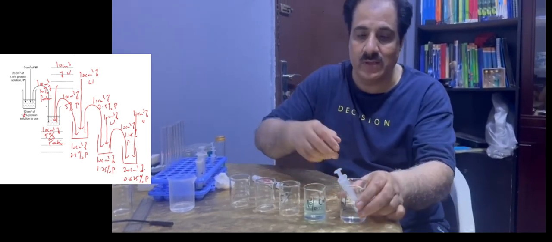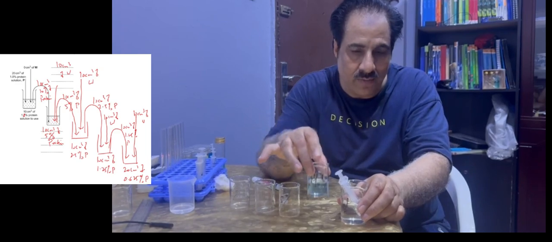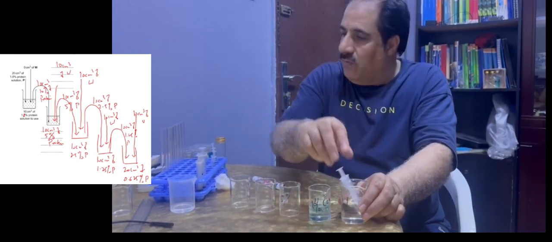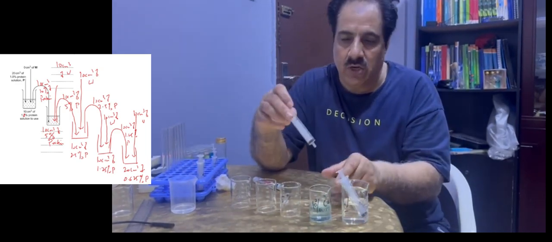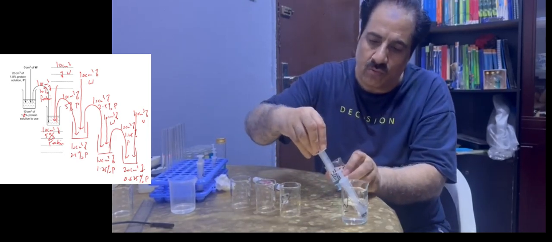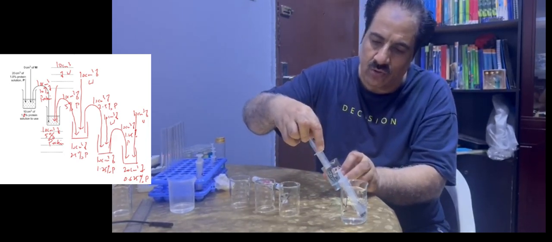So what we will do is, this is the stock solution, it's already 10%. Now we'll use a syringe and we'll take 10 centimeter cube out of this stock solution.